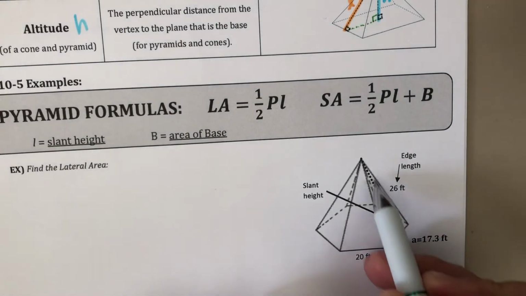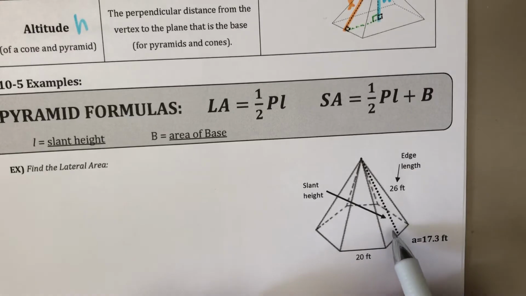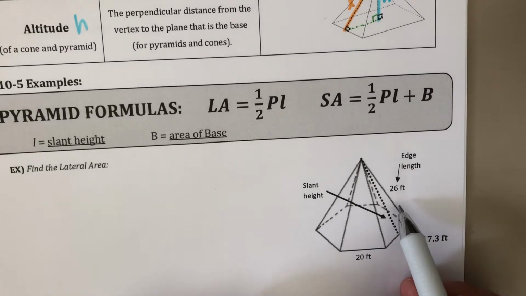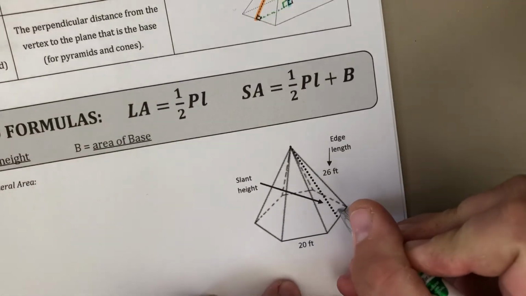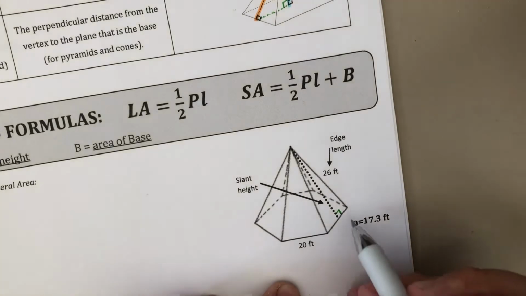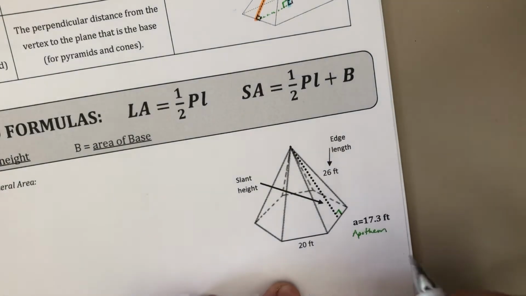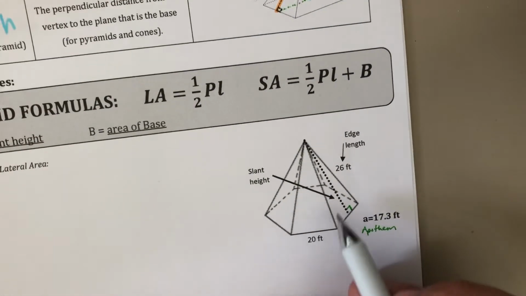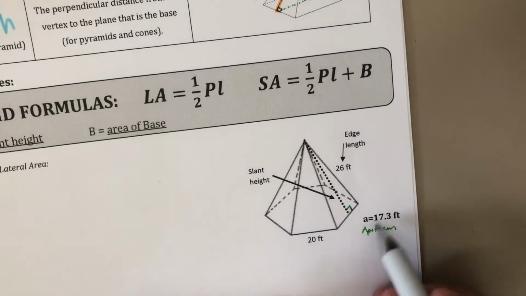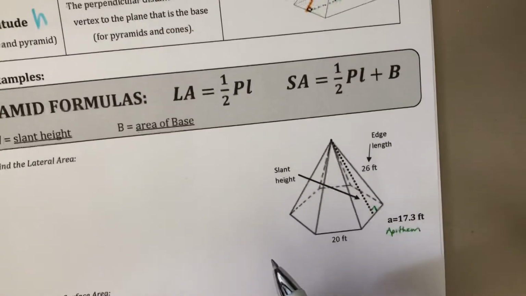We do have this length here, and it's called the edge length. This edge length is 26. The slant height is not 26. The edge length is 26. They are not the same. Remember, the slant height is coming down, and it's coming at a right angle into this side, and so we are creating these little triangles. The little a here stands for apothem. We're going to need that later as we find the area of that hexagon base, and so that's the apothem of the hexagon. We don't need that right now for the lateral area, but we'll need that for the surface area.